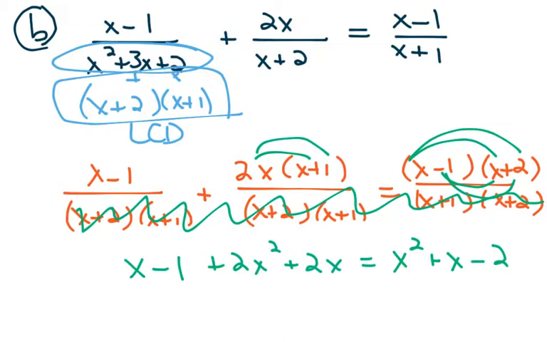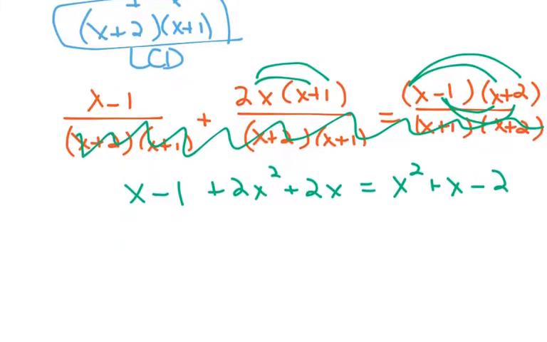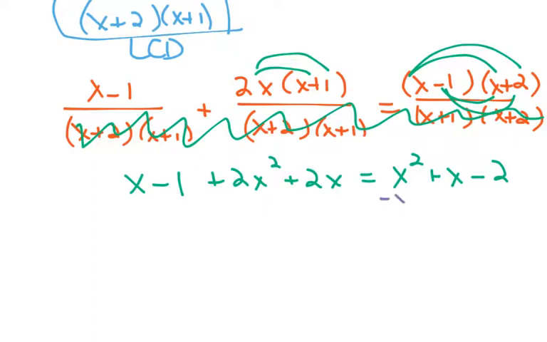I skipped steps in my process of distributing, FOIL, because at this point in time, you should be able to do it relatively quickly. All right, so in order to solve this problem, I'm going to need to get it equal to 0. So I'm going to subtract x squared from both sides. I'm going to combine some like terms here to make this nicer.